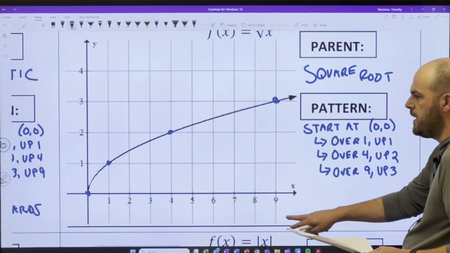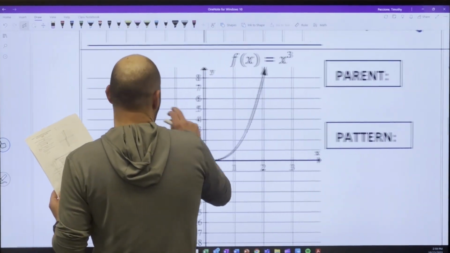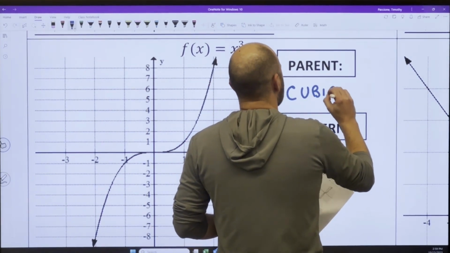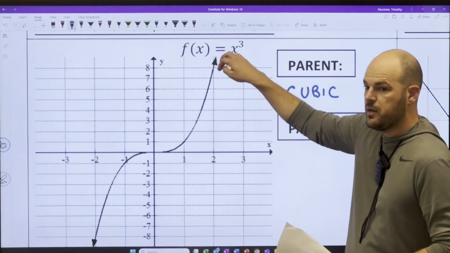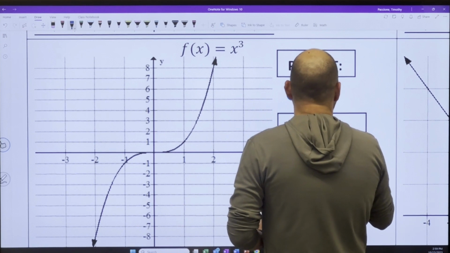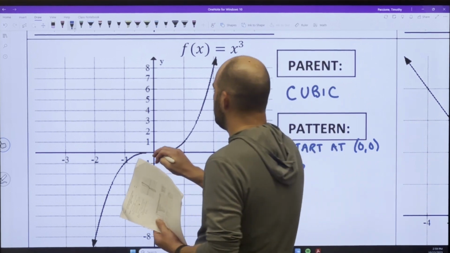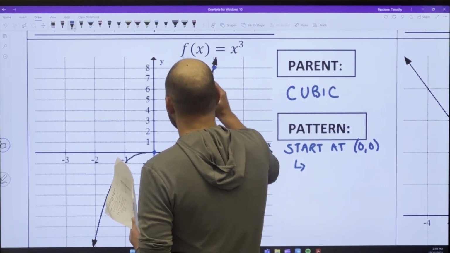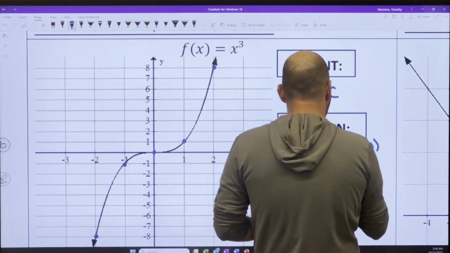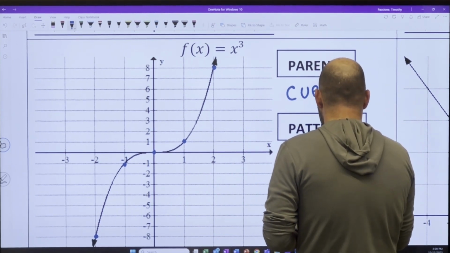All right, let's roll down to this one. So this is what? Cubic. And you'll notice each one of these has the equation for the parent function right there, right? And where are we going to start this time? 0, 0 again. This time we go over 1, up 1 again. And then we're going to go over 2, up 8.